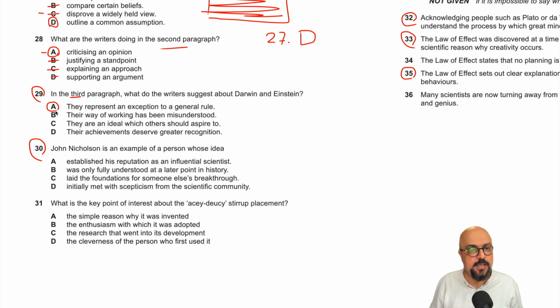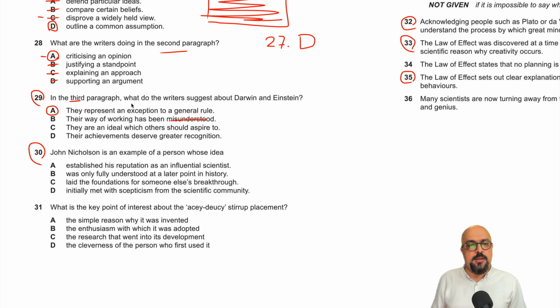I think I have the answer, but let's read the other options just to make sure. The way of working has been misunderstood. No, it's not about misunderstanding. They're an ideal while others should. No. Their achievements deserve greater recognition. No. They were only exceptions because their discoveries worked in a different way.